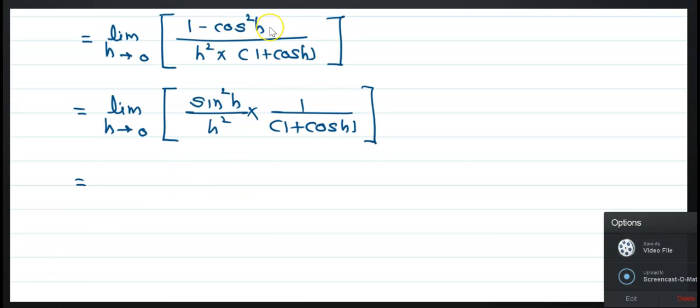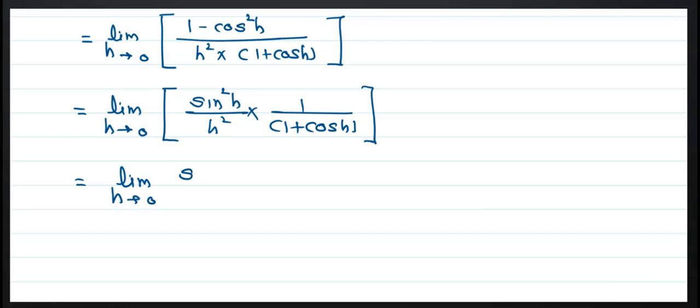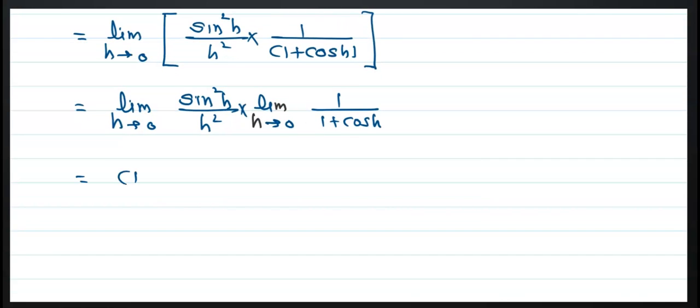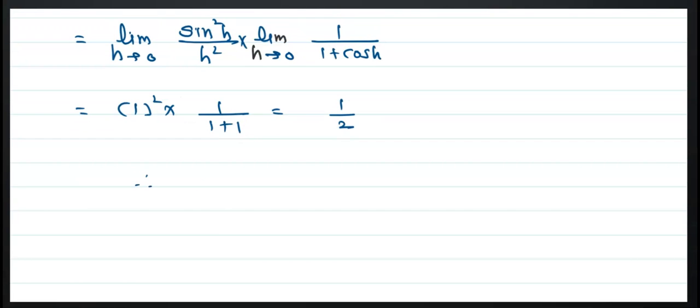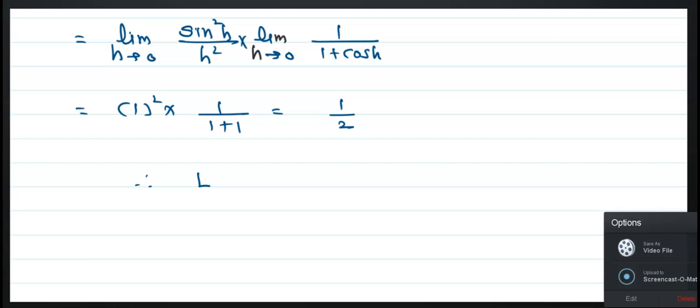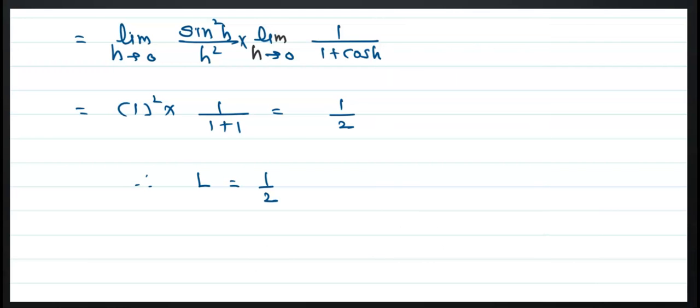This is (1 minus cos square h) upon h square into 1 upon (1 plus cos h), that is sin square h upon h square into the limit, and the value of this limit is 1 square into 1 upon 1 plus 1. 1 upon 1 plus 1 is 1 upon 2. So L is equal to 1 upon 2. This is the answer. You can see.